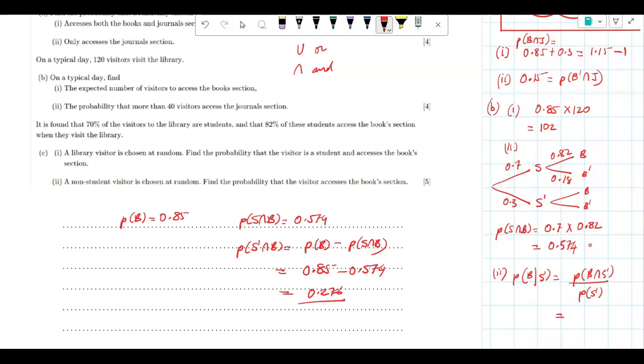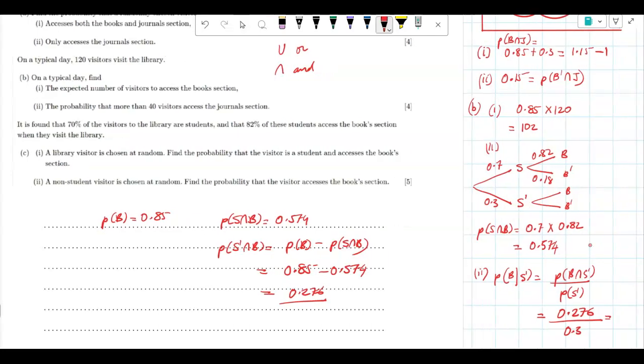So book section and not student is 0.276, divided by not a student, that's what? 0.3. Not a student is 0.3. So 0.92.